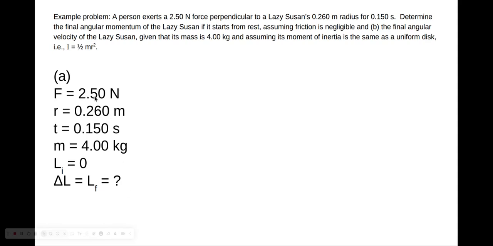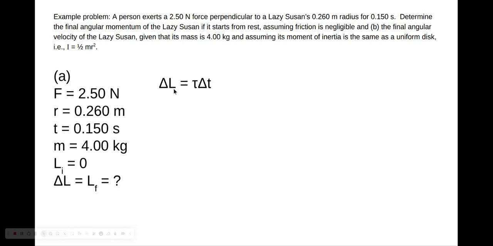So gather up everything that you know: force, radius, time, mass, the initial angular momentum, and the change in angular momentum is going to be final minus initial, but initial is 0. So the change in angular momentum is just going to be the final angular momentum, which is what we're asked to find in part A. I left A out of the problem up there, but this is determine the final angular momentum.